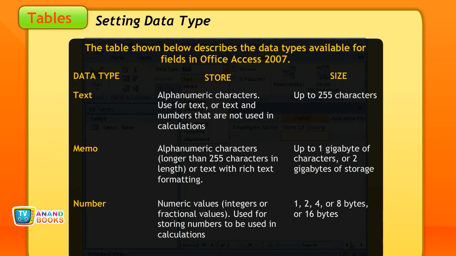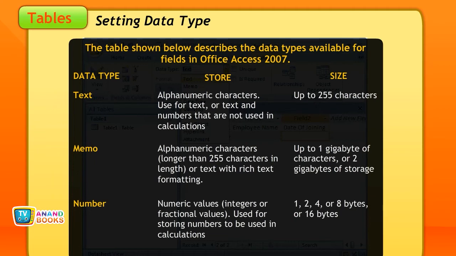Data type, store, size. Text: alphanumeric characters, used for text or text and numbers that are not used in calculations. Up to 255 characters. Memo: alphanumeric characters longer than 255 characters in length, or text with rich text formatting. Up to 1 gigabyte of characters or 2 gigabytes of storage.